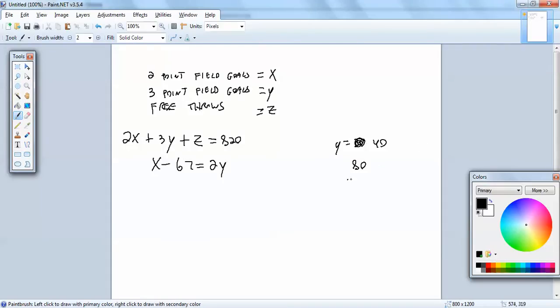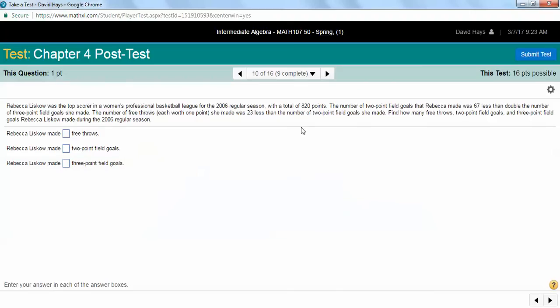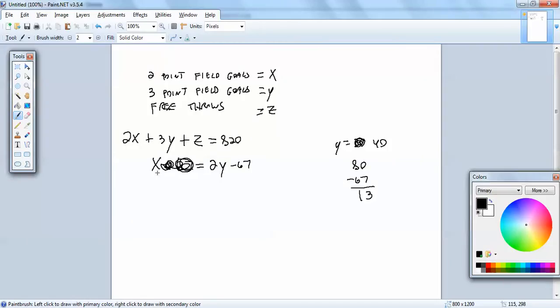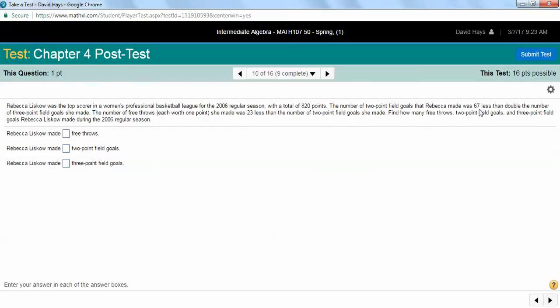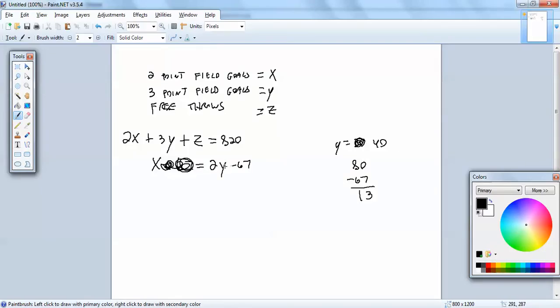$67 less, so minus 67, I should get 13. So it appears like I have the 67 on the wrong side. I would say it should be over here. Now let me think that through again. The number of 2-point field goals Rebecca made was 67 less than double the number. So double the number, 2 times that would give us 80. 67 less, 60. Okay, that setup should work.